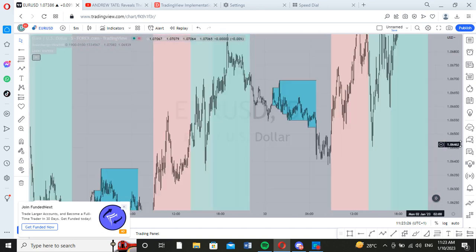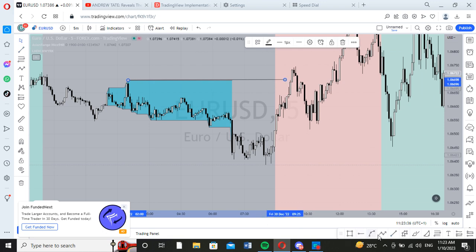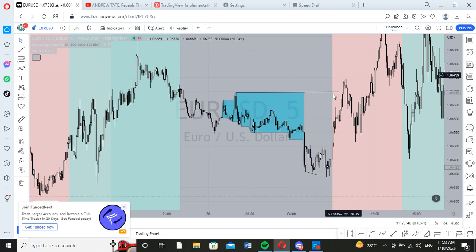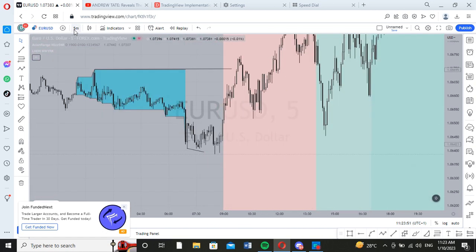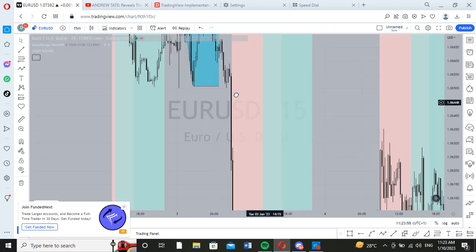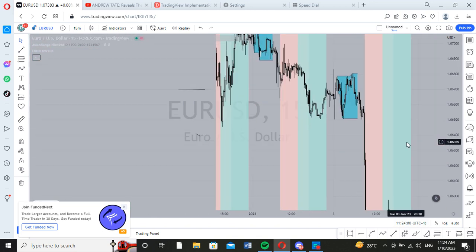All right, so here is another example right here. We have Asia range high right here. Then we see our Asia range low, traded lower right here, right? Now it came into London, right? London took out the Asia range high and continued higher, right? So let's move this to 15 minutes so that we could actually see what happened right there.